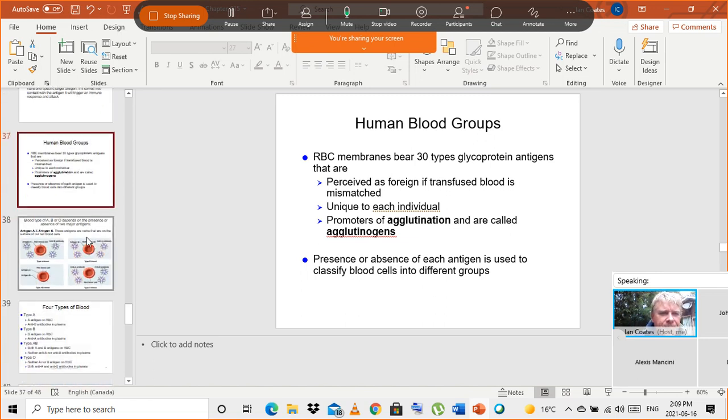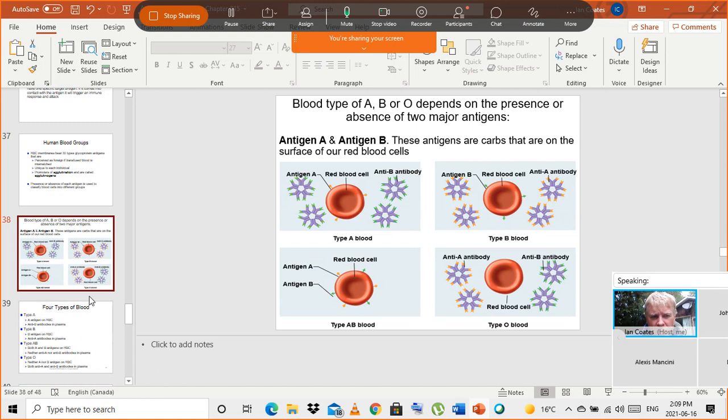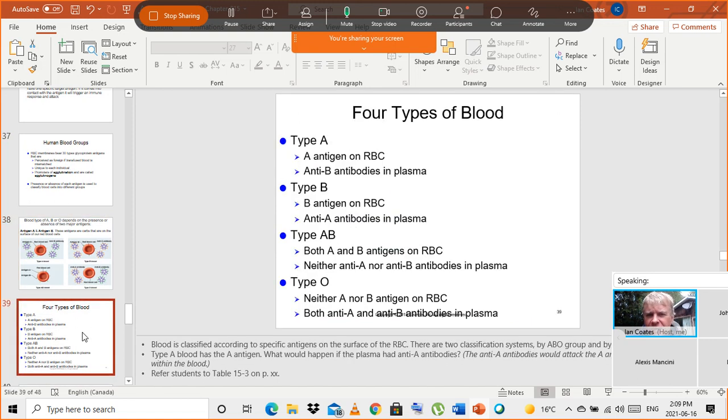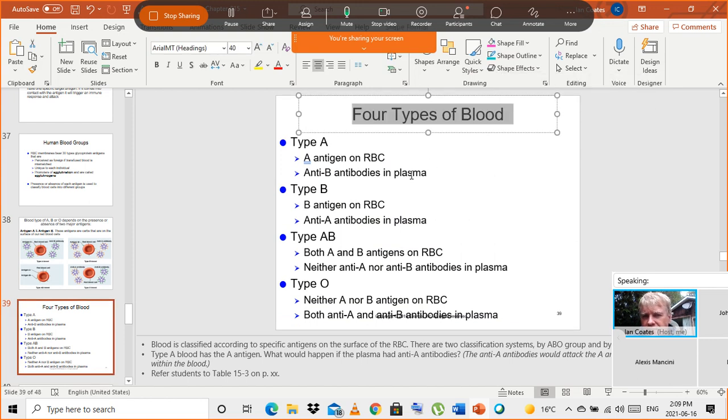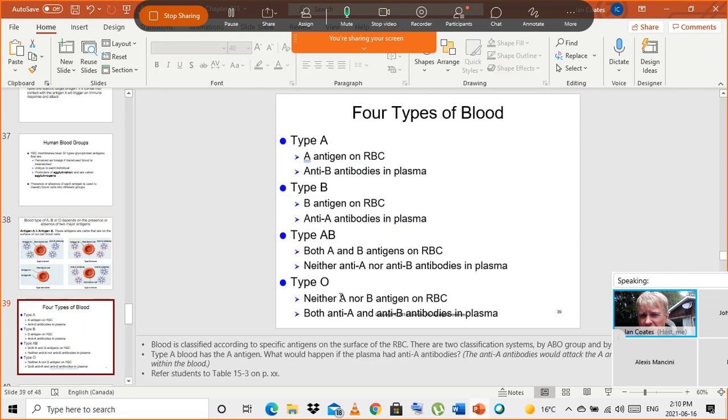So let's have a look. I've got a couple different ways of how we're going to do this. There are the 4 types of blood that we're going to talk about: type A, type B, type AB, and type O. You'll see I've just written this there. This slide really isn't that helpful. It'll become helpful after we look at the next slide, but I want to show you that the blood types are named because of their antigen.